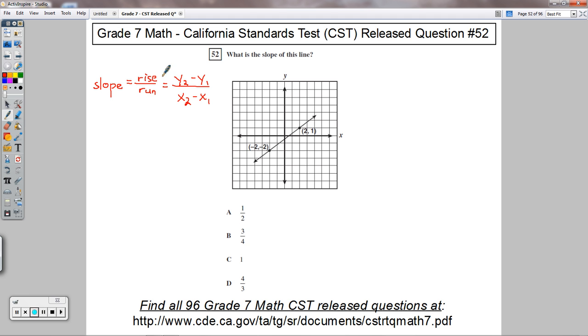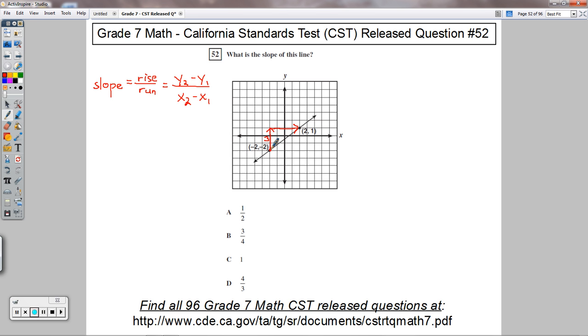If you have a graph, I prefer this way personally. Rise over run. So if you have the graph here, you're looking at how far does it go up, that's the rise part, and then how far do you go over, that's the run part. Personally, I like to always go left to right. That just seems to make it easier for me.